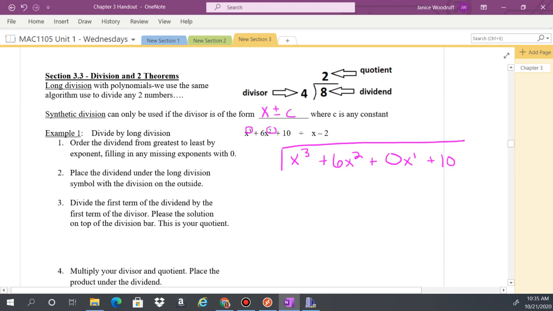Then I'm going to place the divisor, x minus 2, on the outside. Typo right there. Oh, okay, I changed it slightly.